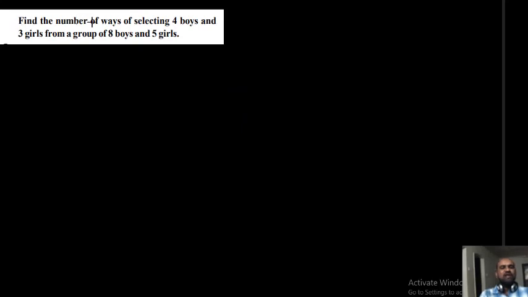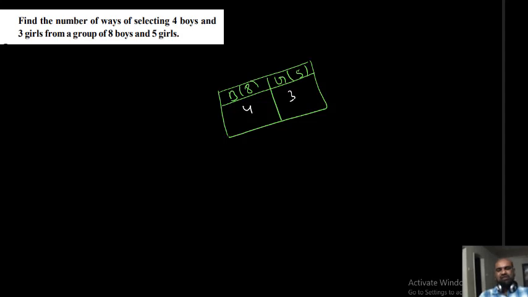Find the number of ways of selecting 4 boys and 3 girls from a group of 8 boys and 5 girls. For this type of problem, students, we need to draw a small table. Boys 8, girls 5. We want to select 4 boys and 3 girls. First of all, we complete one operation, selecting 4 boys from 8, which happens in 8C4 ways. 3 girls from 5 is the second operation, 5C3. These two operations can be performed in 8C4 into 5C3 ways.